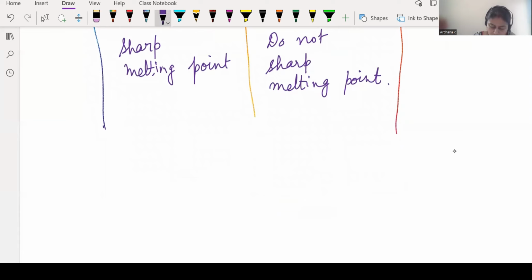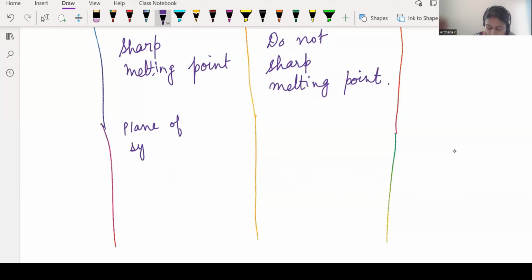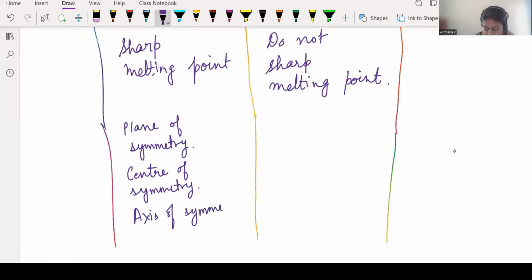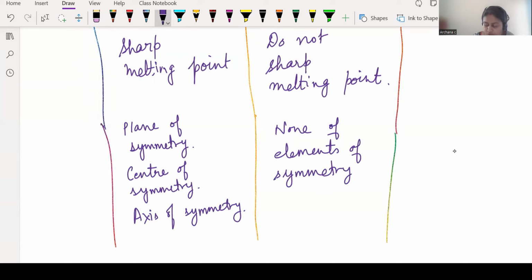Third most important aspect is crystalline solids have a plane of symmetry, and they also have a center of symmetry, and they have an axis of symmetry. While none of the elements of symmetry are possessed by amorphous solids.